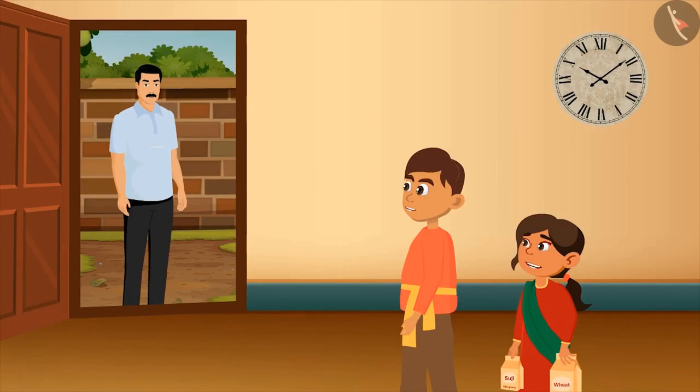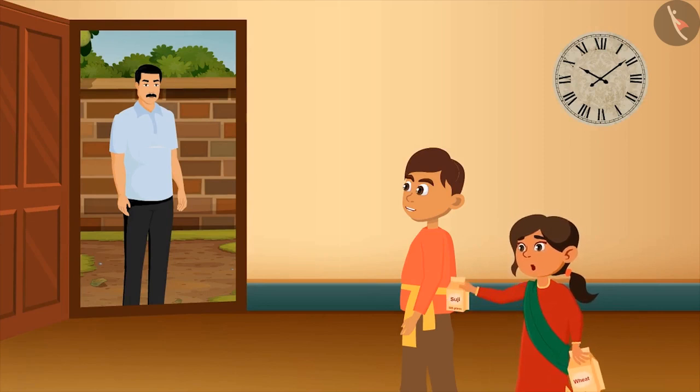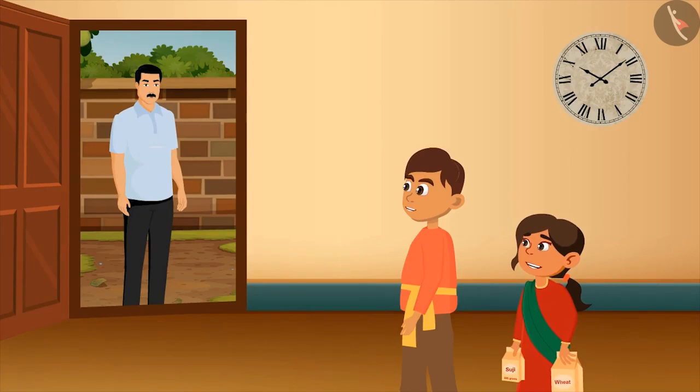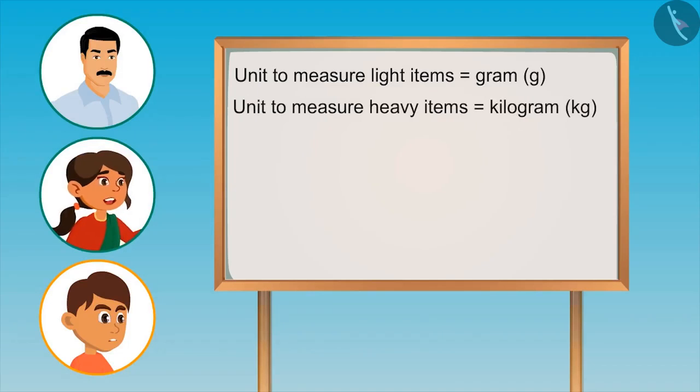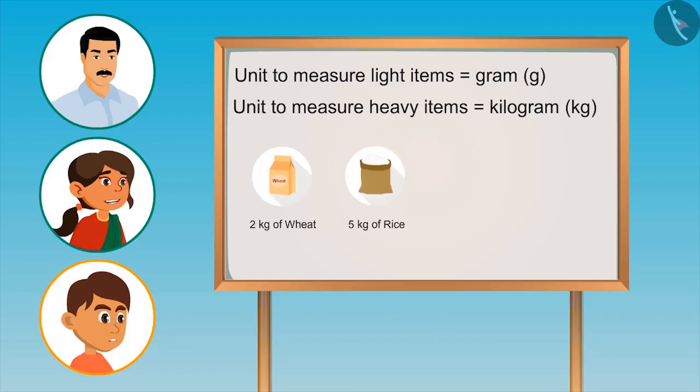What are you both doing? Brother is teaching me about kilograms and grams. Oh, that's great. So, what have you learnt? We measure light items in grams and heavy items in kilograms. Yes, right. Now tell me, if we add 2 kgs of wheat, 5 kgs of rice, half a kg of suji and 1.5 kgs of sugar, what will be the total weight?